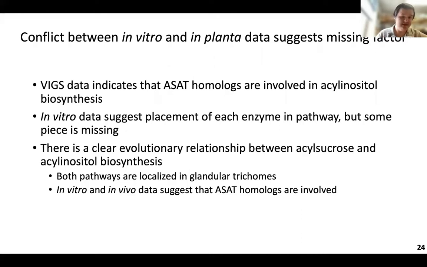What is clear is the evolutionary relationship between acyl sucrose and acyl-inositol biosynthesis. We see that both of these pathways are clearly happening in glandular trichomes, as well as the in vitro and in vivo data suggesting that one or more of these homologs are involved.